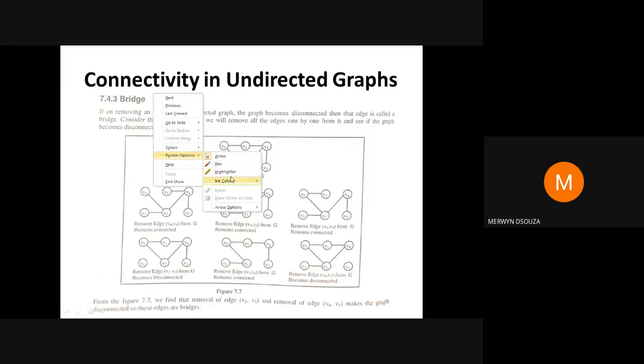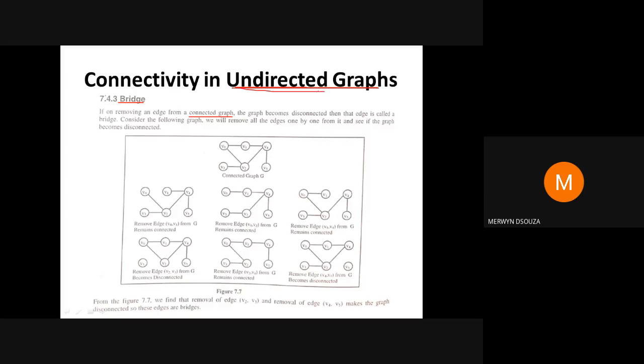Next one you need to know is the definition of a bridge. If there is a connected graph, again remember we are talking only with respect to undirected graphs, and if we remove an edge from that graph and the graph becomes disconnected, then that edge will be called a bridge. If you look at this graph, you can remove one edge and check whether the graph becomes disconnected. If removal of that edge causes the graph to be disconnected, that edge will be called a bridge.